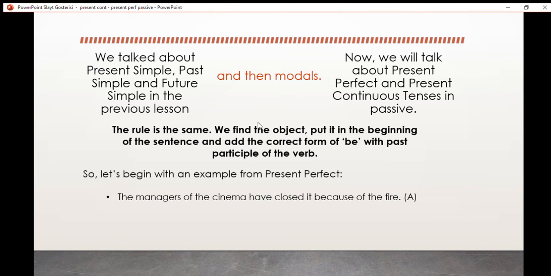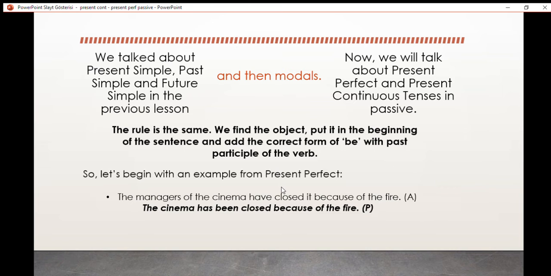Now, the rule is the same. We find the object. We found it. It. We put it in the beginning of the sentence. It, well, because we're putting it in the beginning and people might not have any idea what's going on, it's a good idea to say the cinema. We add the correct form of be. Wait. What's the tense? Present perfect. What is be in present perfect? Have been or has been. The cinema has been, past participle, verb 3, close, closed, closed.